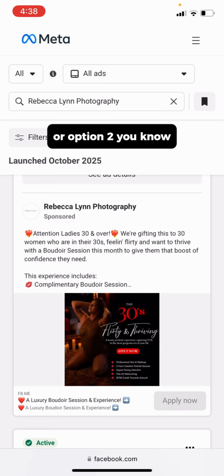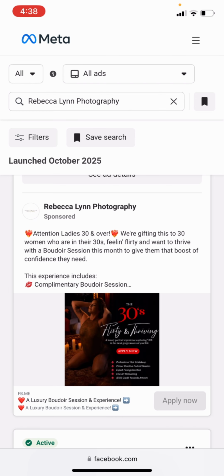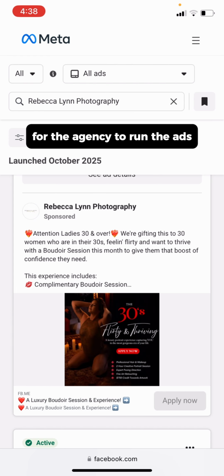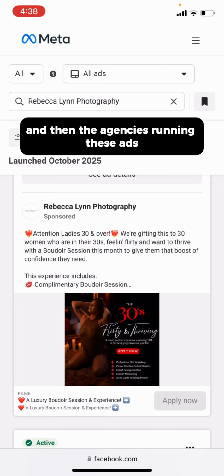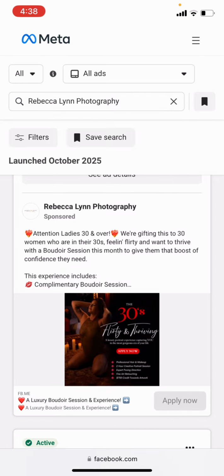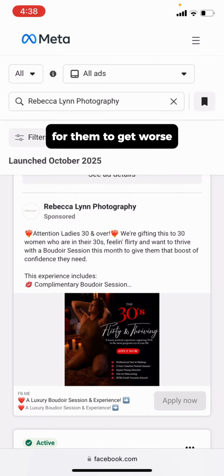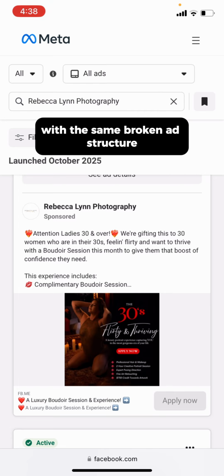Or option 2, if the boudoir photographer is paying an agency to run these ads, they're probably paying a ton of money every month for the agency to run the ads. And then they're paying the same ad spend every month. And the agency's running these ads that just keep burning out. And they're like, what the heck? Why am I still paying this agency all this money for them to get worse and worse results over time, and just refresh the creative with the same broken ad structure, same mistakes, but just a different picture.